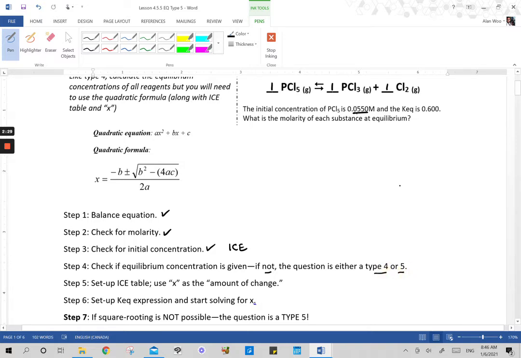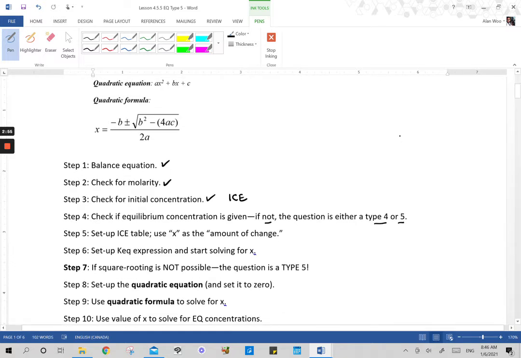What I usually tell kids is you treat this as a type 4 and you can just keep doing the math. At some point, you're going to run into a problem. When you run into that problem, you'll realize that, oh, this is a type 5. You're not going to be able to figure out whether it's a type 5 or not until you get to a certain point in the process. So we basically carry on thinking that this is either type 4 or 5.